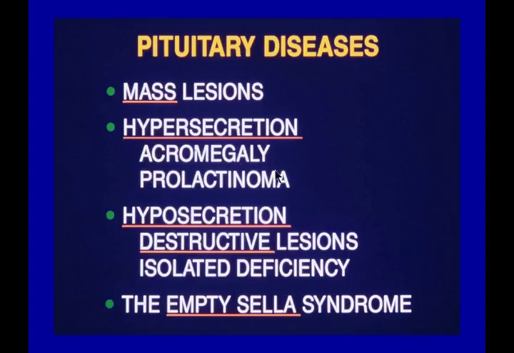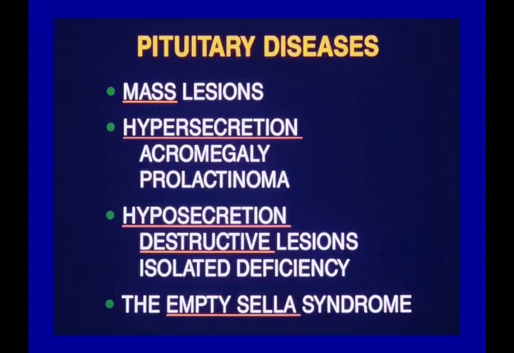Cushing's and acromegaly, I don't know, probably they're pretty similar. Hyposecretion, in other words, destructive lesions. You can have isolated deficiencies or multiple deficiencies. And there's something called the empty sella syndrome. I just thought we ought to define what that is for you, because you'll read about it.